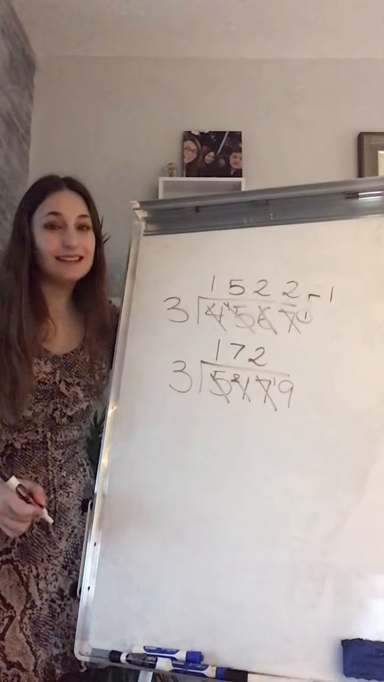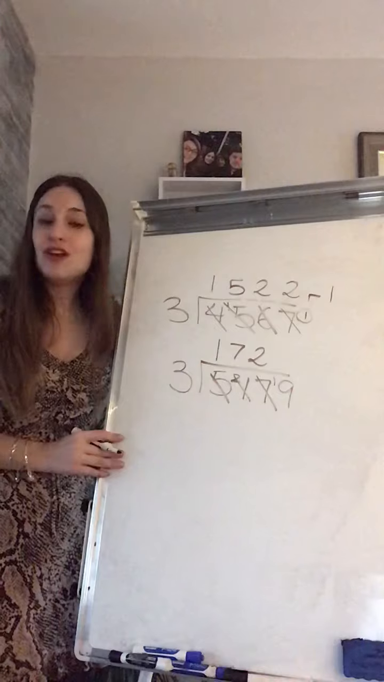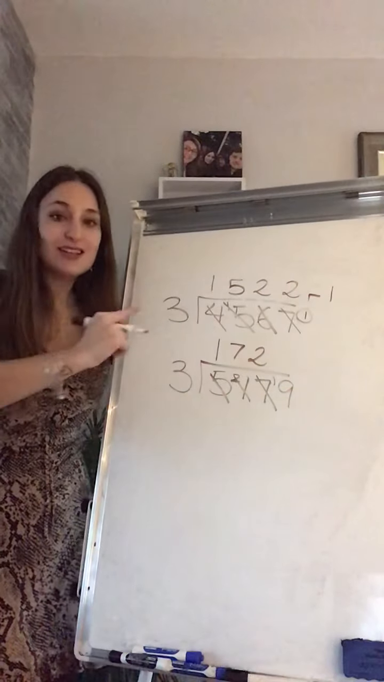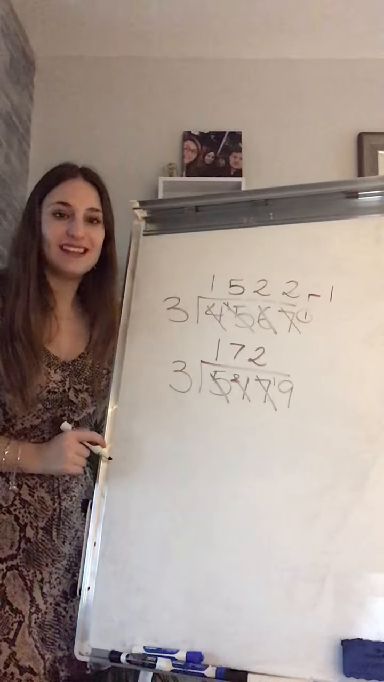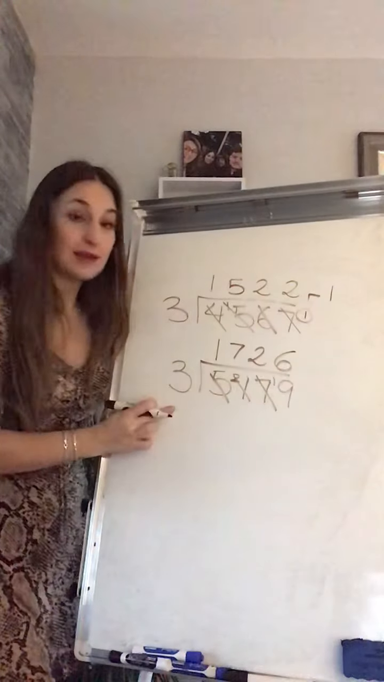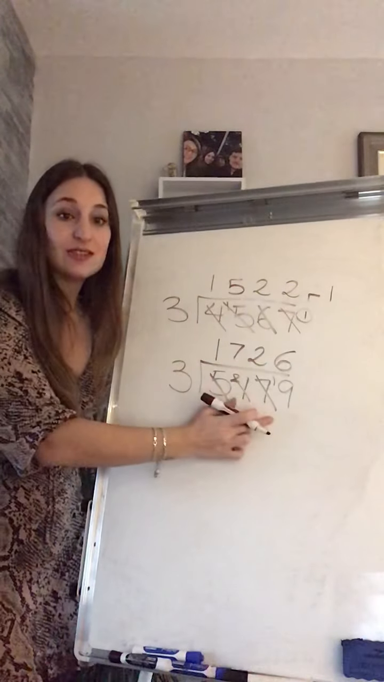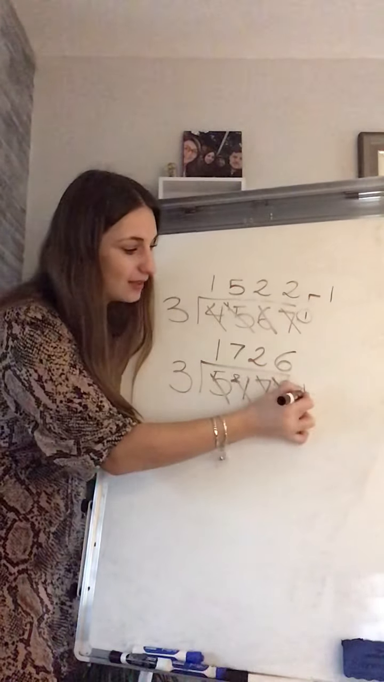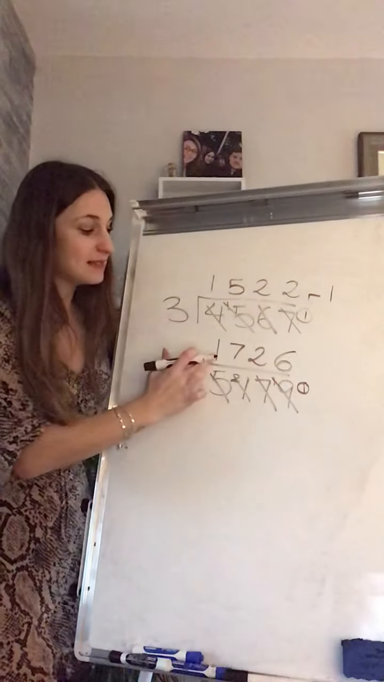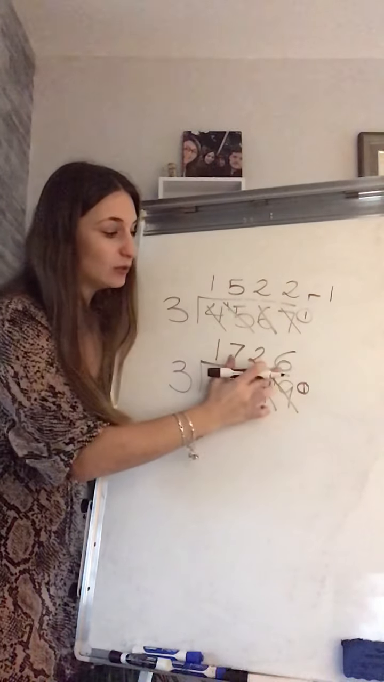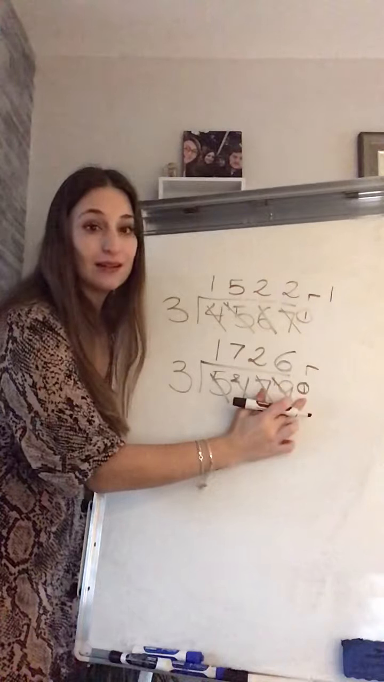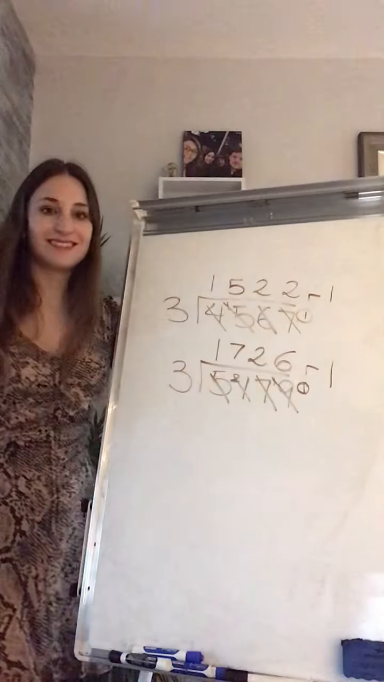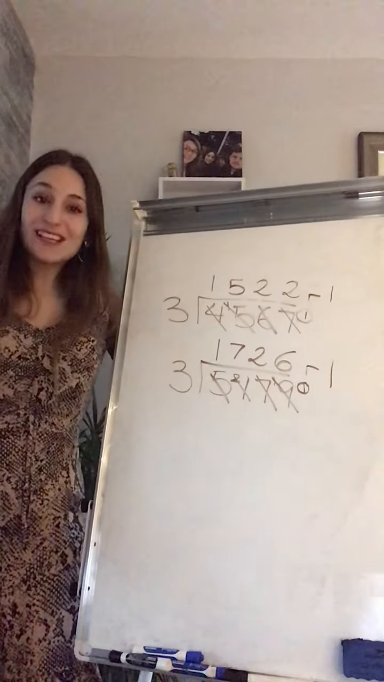19 is on my 3 timetable? No, because I jump from 18 to 21. How do I get an 18? 6 times 3 is 18, to 19, 1. So my answer is 1,726, remainder 1. It's not that tricky, is it?